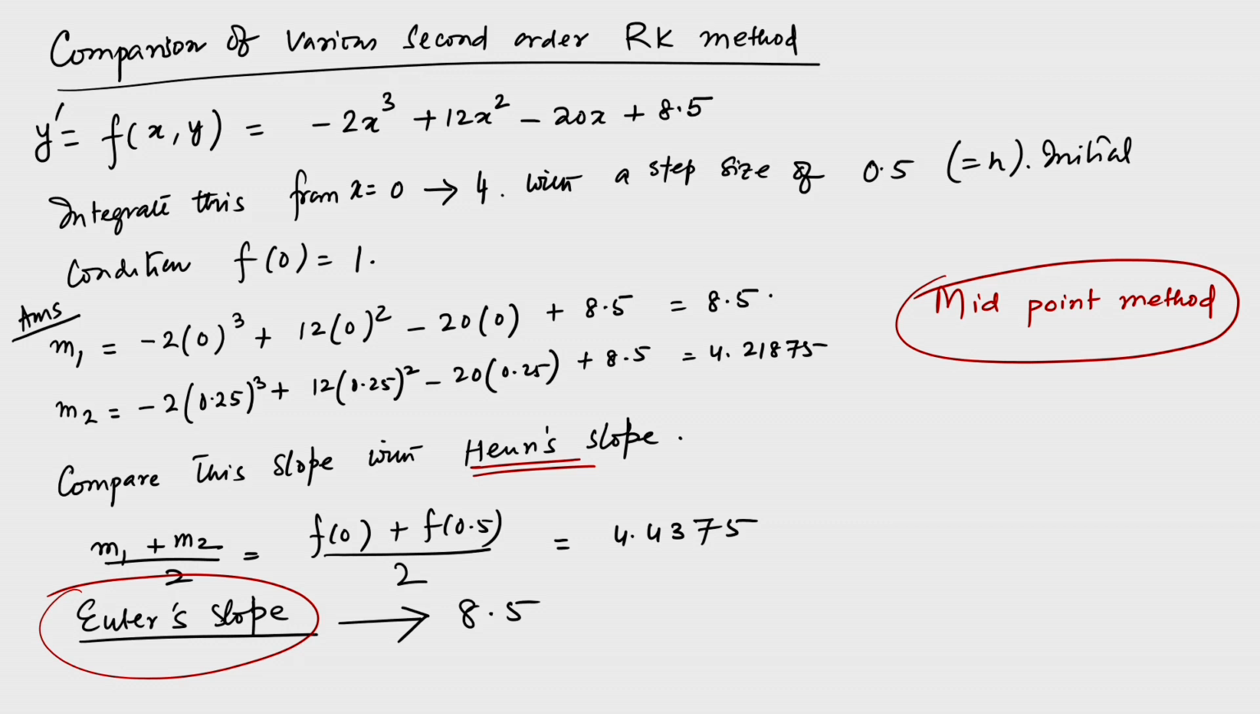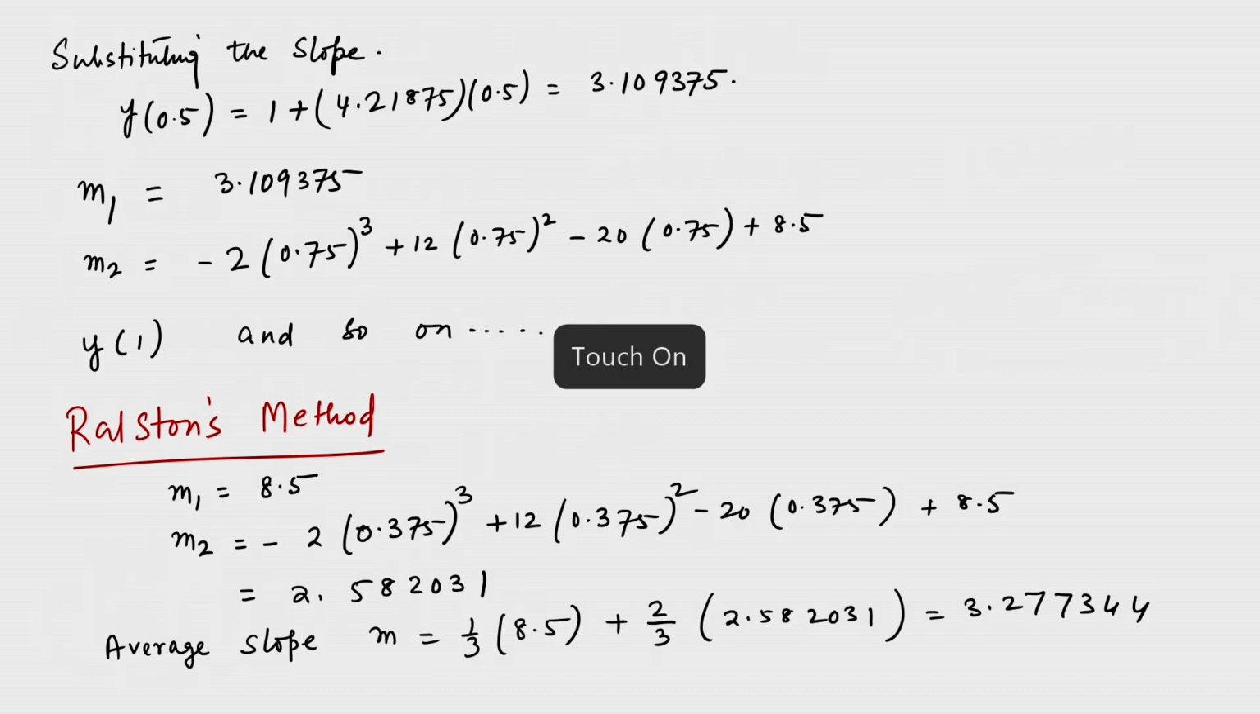4.4375, the midpoint slope is 4.21875, and this is 3.277344. So, of course, these slope values differ, and hence the final results will also differ.